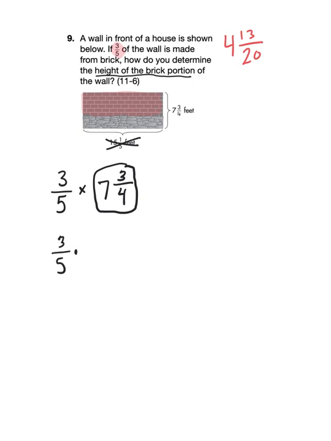So 7 3/4 as an improper fraction, here's how I'm going to do that. I'm going to multiply 4 times 7. That gives me 28. So I'm just going to mark that with a little times symbol here. 7 times 4 is 28, plus 3 more. That gives me 31, and then my denominator stays the same.